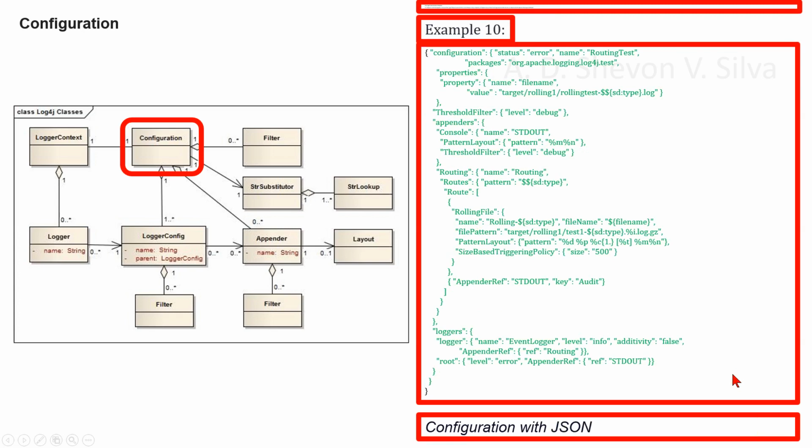Here you can see the configuration with JSON. In addition to XML, Log4j can be configured using JSON. The JSON format is very similar to the concise XML format. Each key represents the name of a plugin, and the key-value pairs associated with it are its attributes.